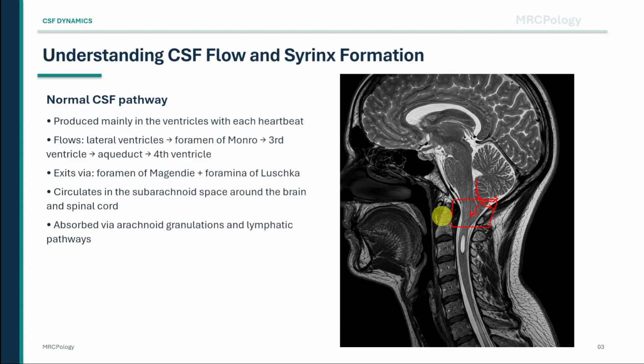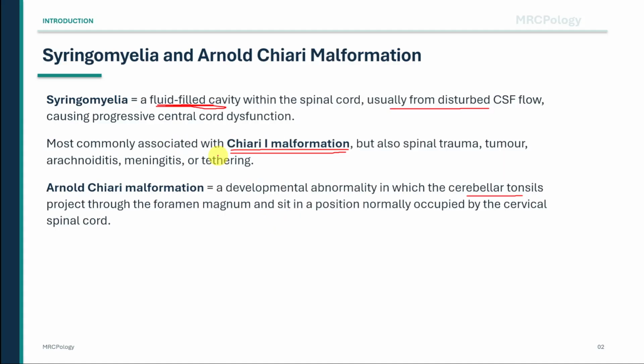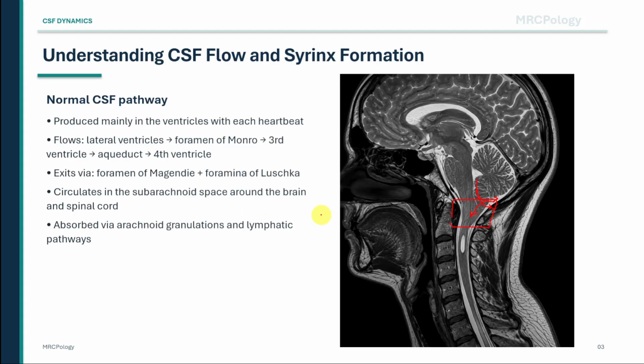So the key link is this: Chiari malformation disturbs cerebrospinal fluid flow at the foramen magnum. Abnormal pressure waves are transmitted around the upper cervical cord. Fluid is driven into or within the spinal cord, and over time, a syrinx forms and enlarges.